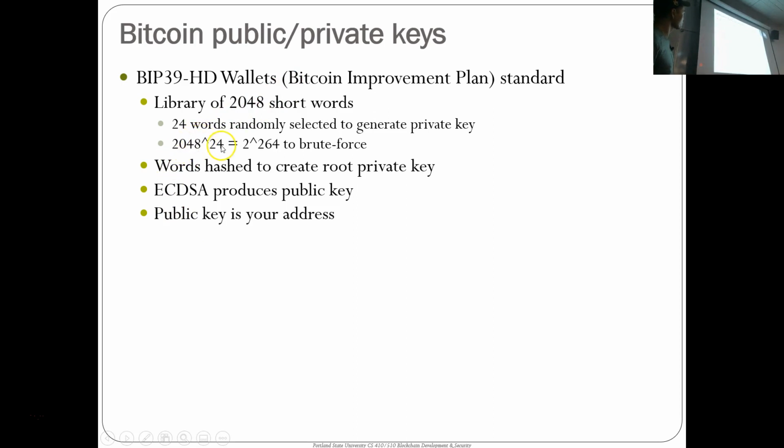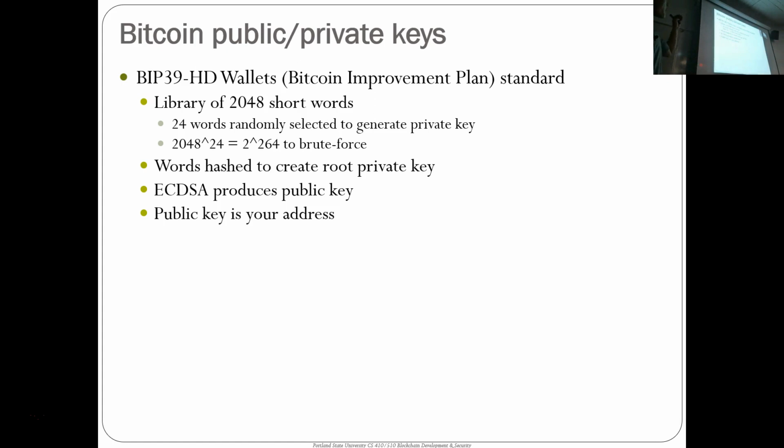And then the entropy that you get is 2,048 short words. Well, if you select randomly 24 times, this gives you 2048 to the 24th power, which is basically 2 to the 264. So this is like 264 bits of entropy in your private key, which is a pretty strong key. And hopefully quantum computers don't get at that anytime soon.